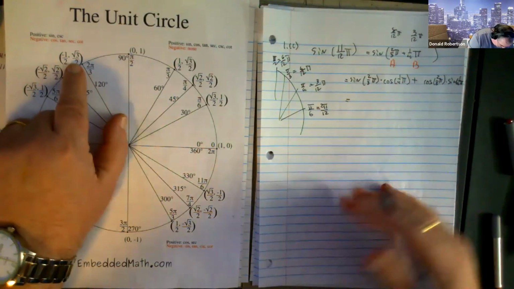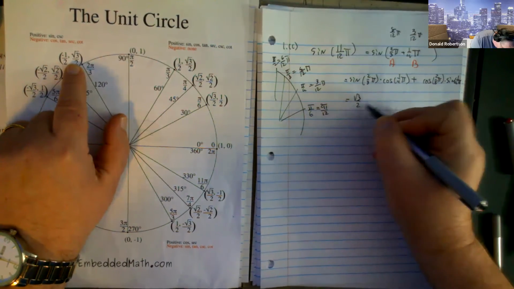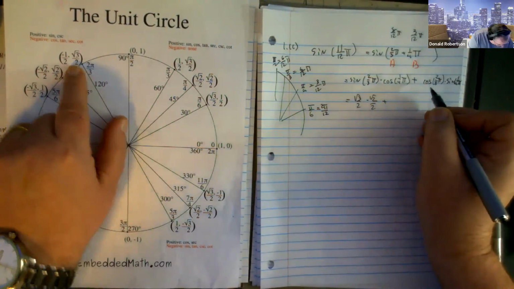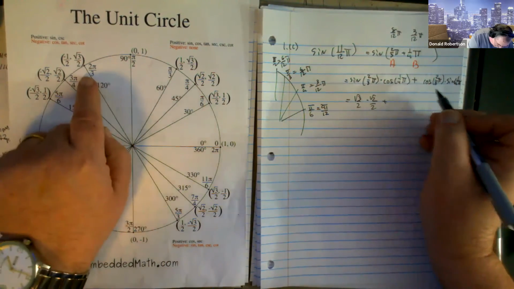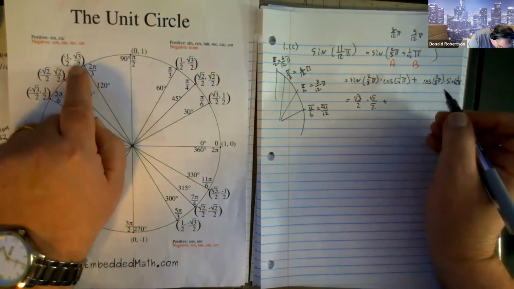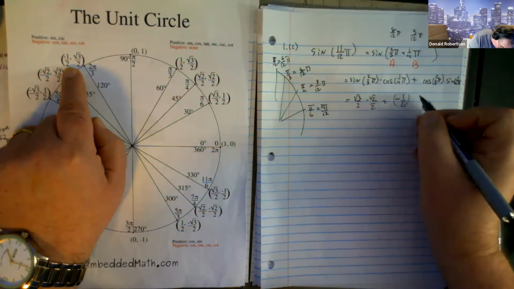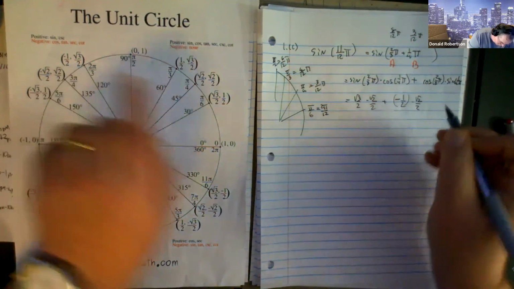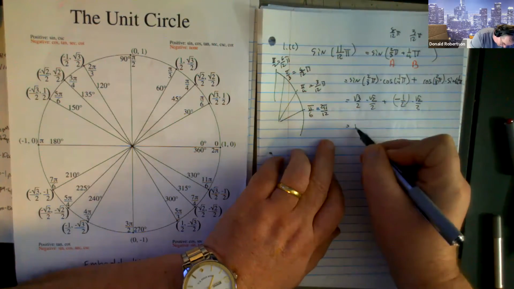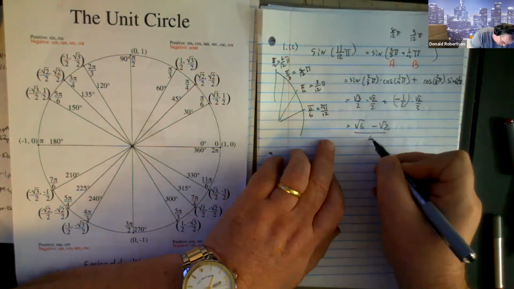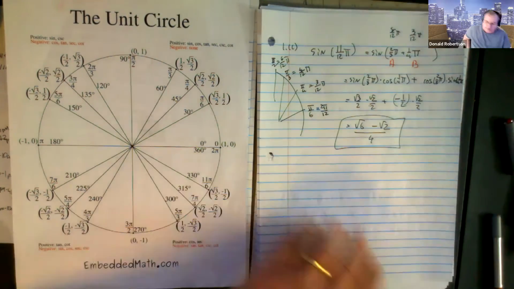Sine of 2/3 pi is root 3 upon 2. That guy, root 2 upon 2. Cosine of 2/3 pi is -1/2, and the sine of 1/4 pi is root 2 upon 2. That guy is root 6. Take away a root 2. 2 times 2 gets you 4. There is your answer.